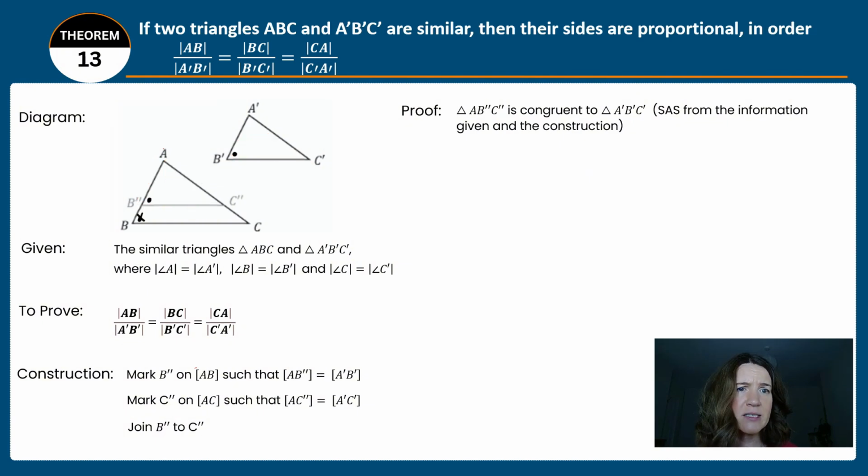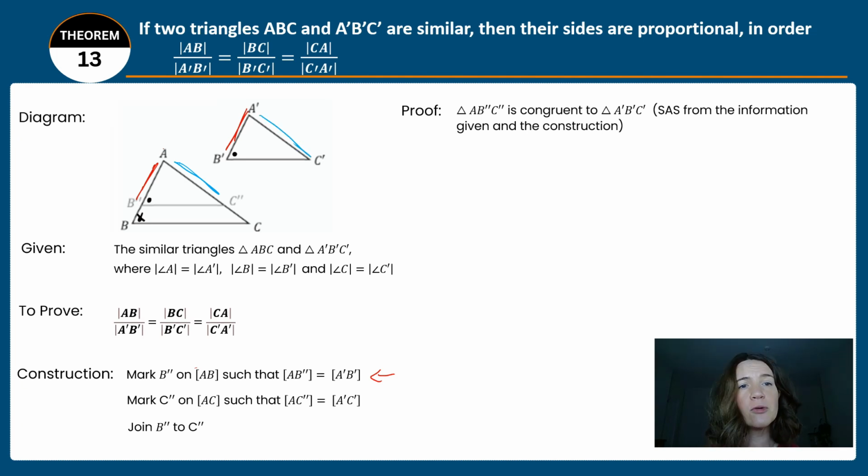So SAS. We know that in the given steps, our angles are all equal. Okay, so that's fine. In the construction step, we know that that length is equal to that length. That's the first line of the construction step. We also know that this length is equal to this length. That's another pair of lengths that are equal.